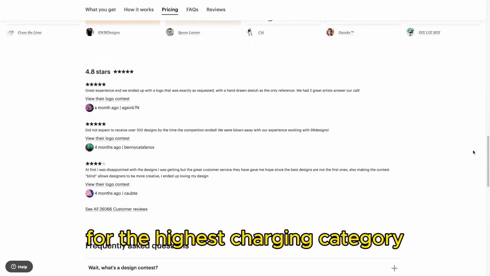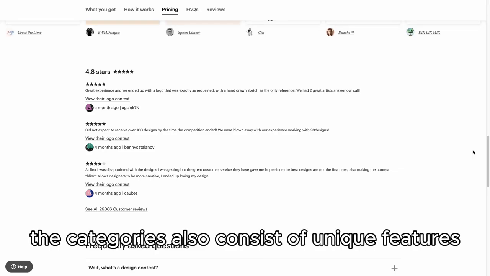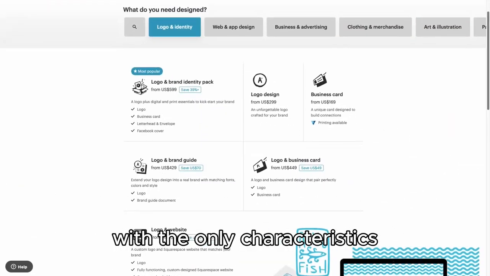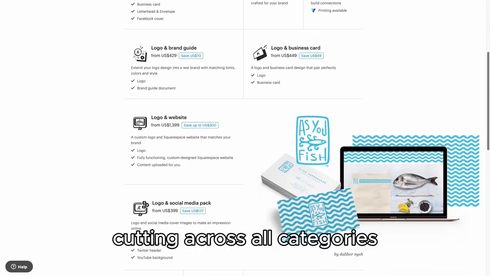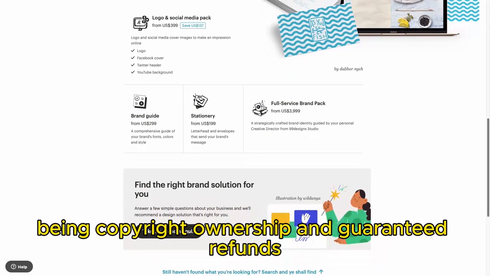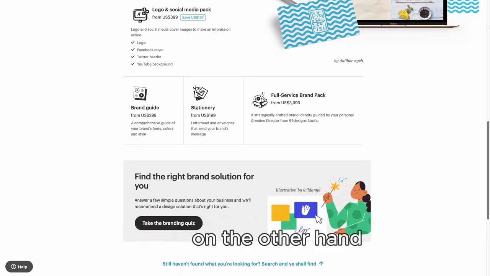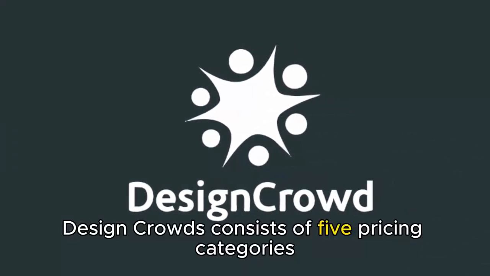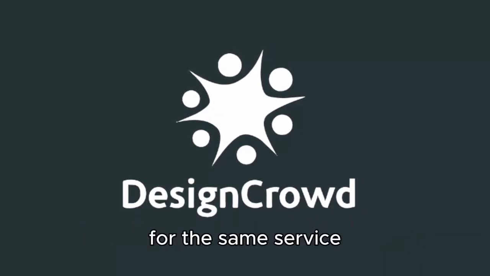Each category encompasses its own design concept limits, with a maximum of about 60 design concepts for the highest charging category. The categories also consist of unique features, with the only characteristics cutting across all categories being copyright ownership and guaranteed refunds. On the other hand, DesignCrowd consists of 5 pricing categories for the same service.